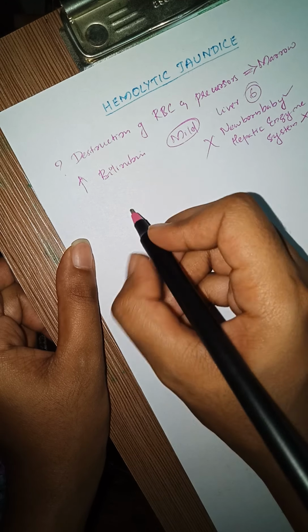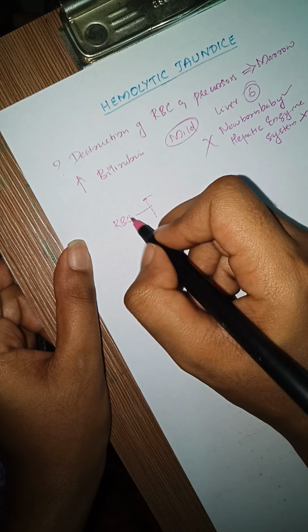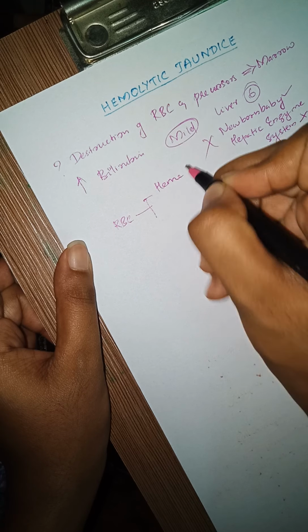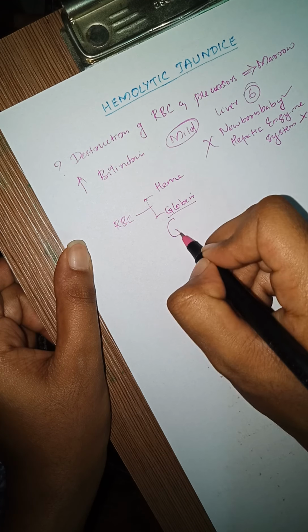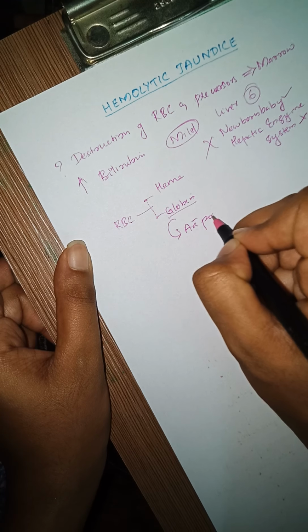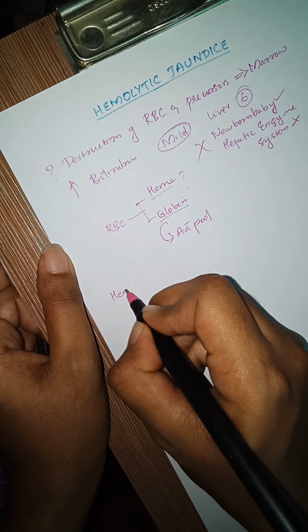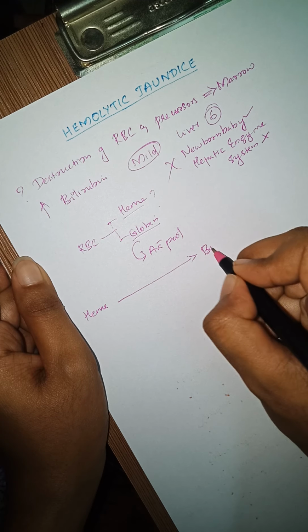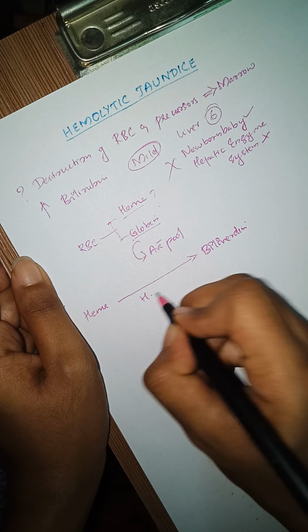Okay, again the destruction of RBC. We know the hemoglobin is present in the RBC, so the hemoglobin is broken down into heme and globin. Globin, being a protein, will enter the amino acid pool. And then what happens to the heme? Heme gets first converted into biliverdin, and the enzyme causing this is heme oxygenase.